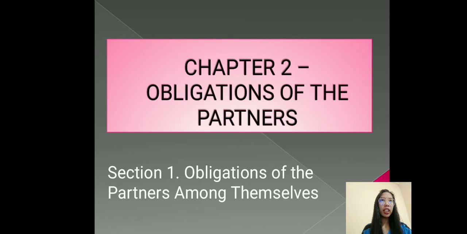So, we are here in the legal relations created by a contract of partnership. The previous reporter already discussed the introduction of Chapter 2 along with Section 1, Obligations of the Partners among themselves. So, proceed po tayo.